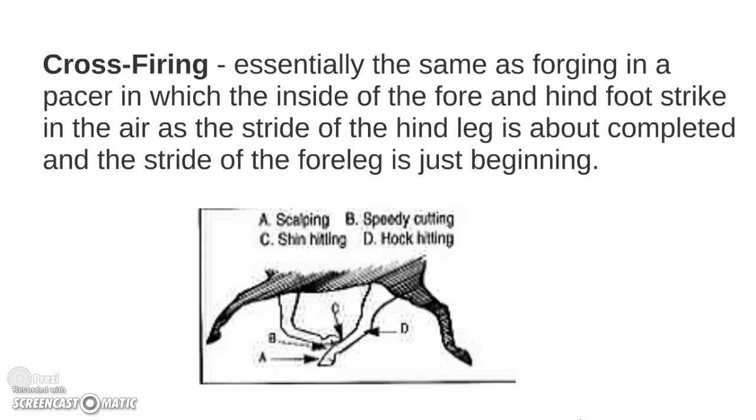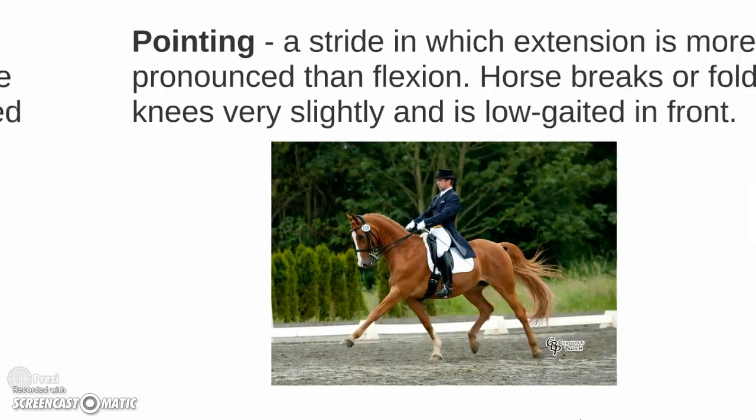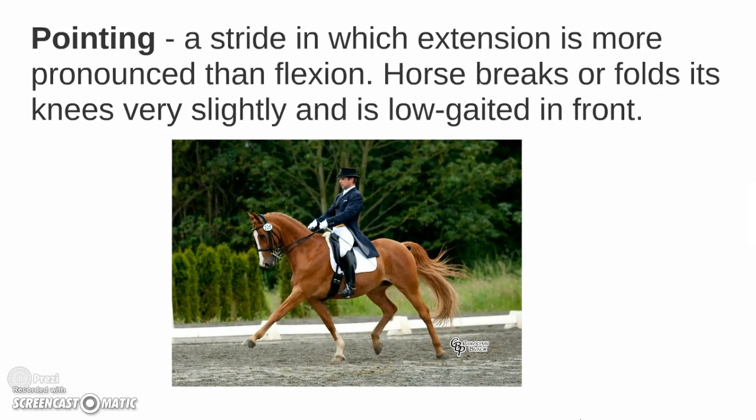Cross-firing is essentially the same as forging in a pacer, in which the inside of the fore and hind foot strike in the air as the stride of the hind leg is about completed and the stride of the foreleg is just beginning. Pointing: a stride in which extension is more pronounced than flexion. The horse breaks or folds its knees very slightly and is low gaited in front.